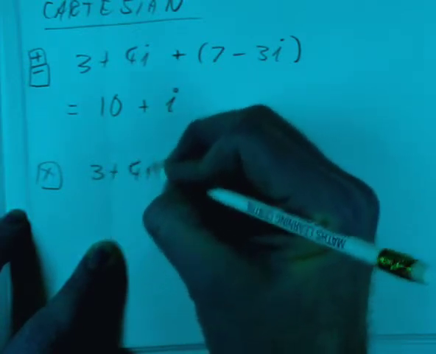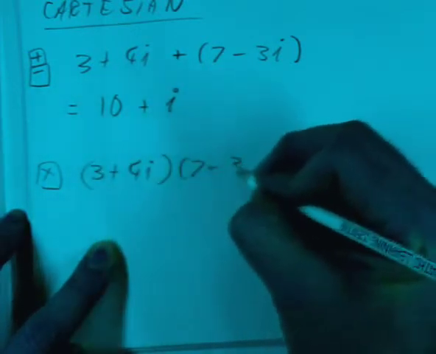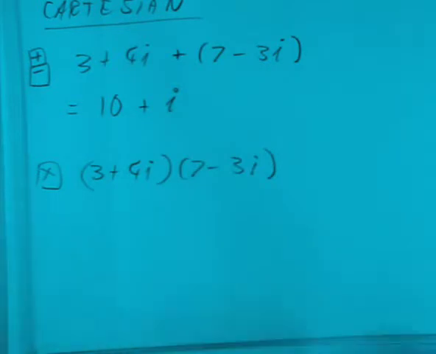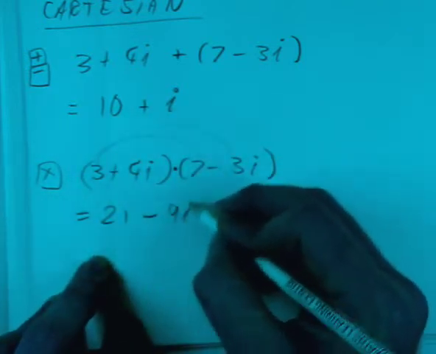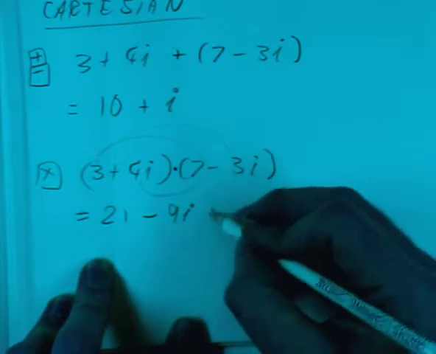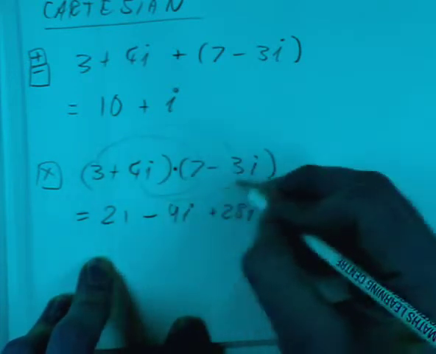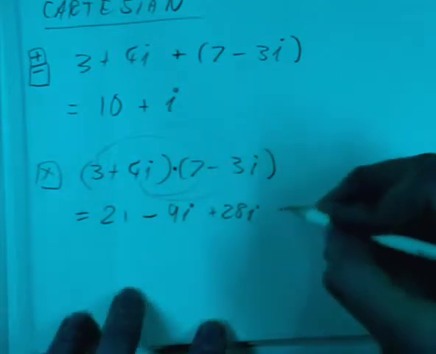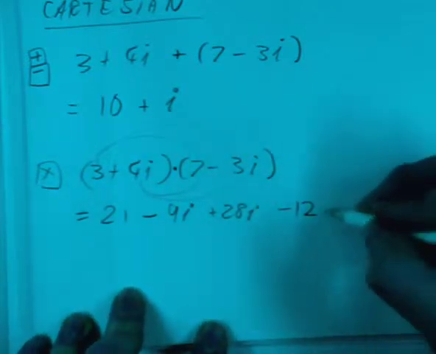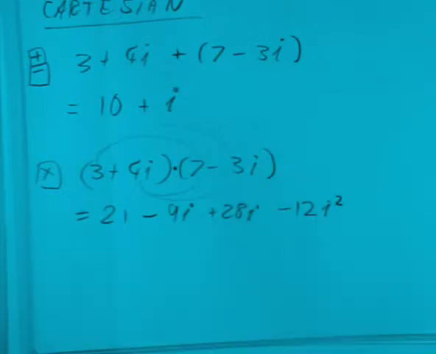So 3 plus 4i times 7 minus 3i. I just multiply them out, right? So 3 times 7 is 21. 3 times minus 3i is minus 9i. 4i times 7 is 28i. And 4i times minus 3i, well, the 4 times the minus 3 would be minus 12. And the i times the i would be i squared. Okay, so treat it as algebra. The difference between this and ordinary algebra is that i squared is minus 1.